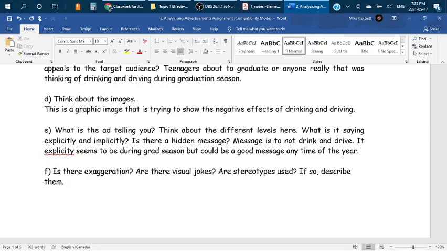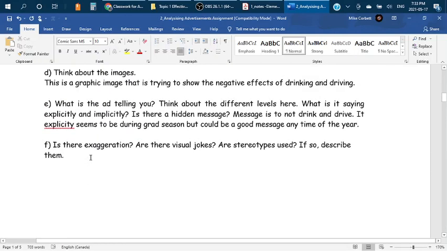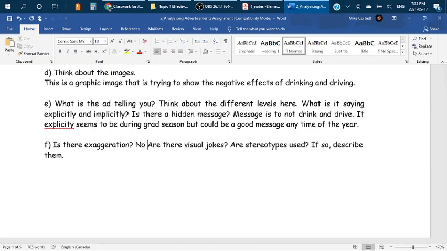Okay. And then finally, not finally, we got F and G. These got pushed down a bit. Is there exaggeration? Well, is there exaggeration? In this case here, I'm just going to say no. It's not exaggerating. People, unfortunately, really do die in tragic ways, like car accidents. So, I mean, it is maybe a bit of an exaggeration with the turning the frame, the photo frame, into a windshield.